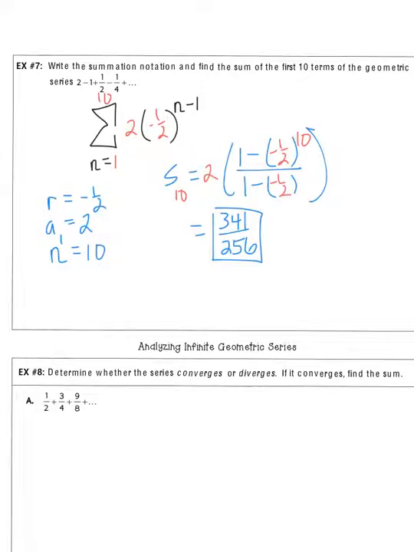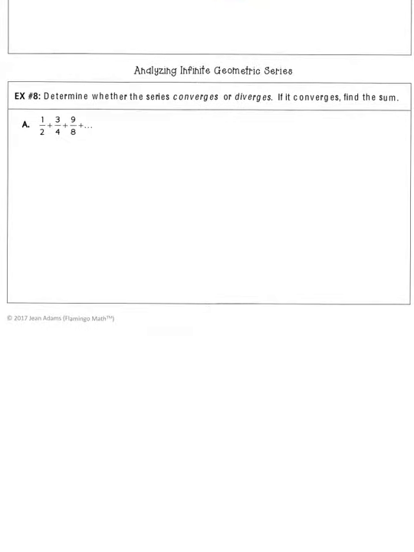All right, example 8. Question says, determine whether the series converges or diverges. So it converges if your R is less than 1, diverges if your R is greater than 1. So as we look at this, we go from 1/2 to 3/4 to 9/8. It's kind of hard to tell.